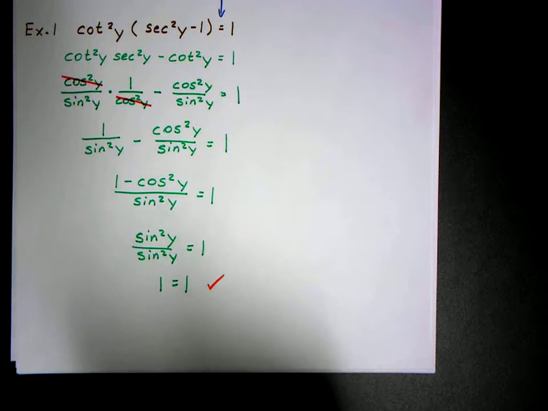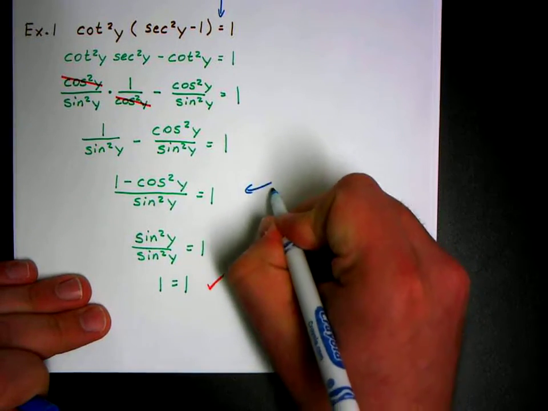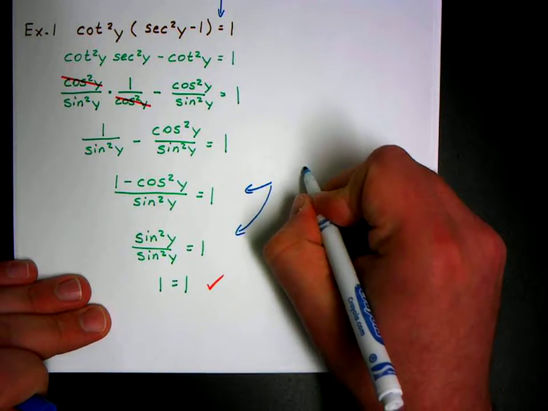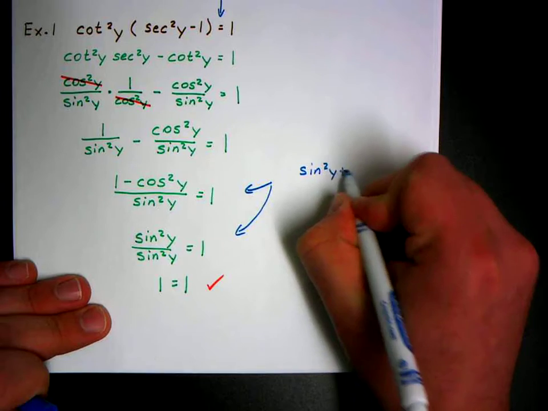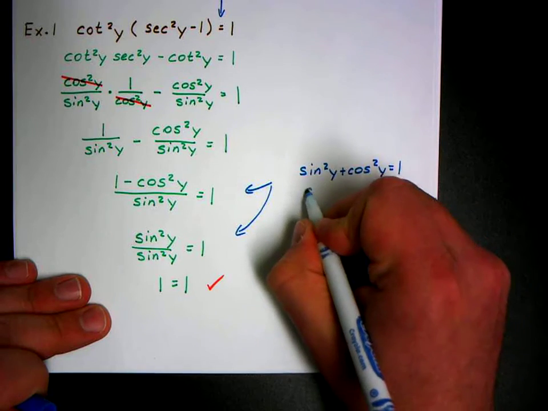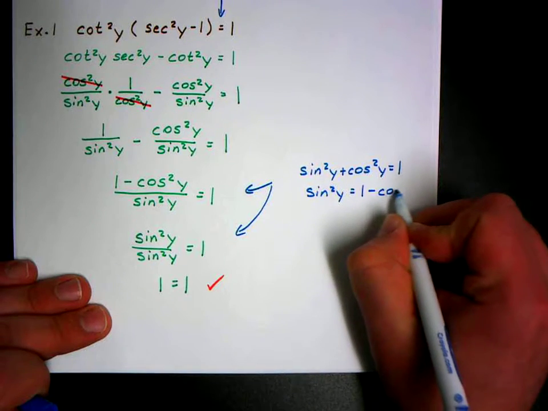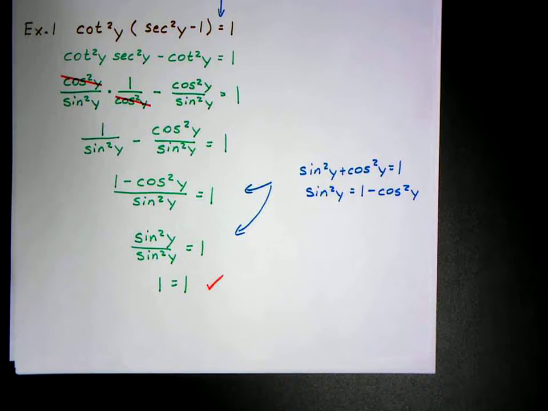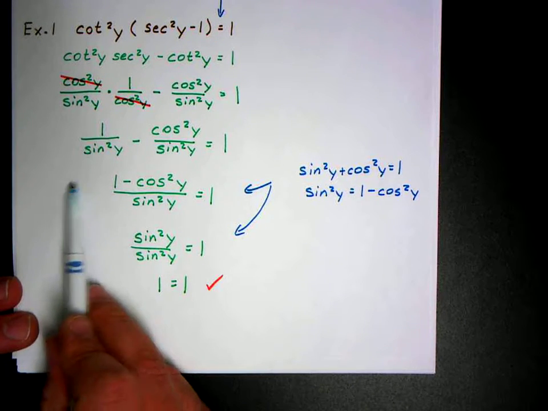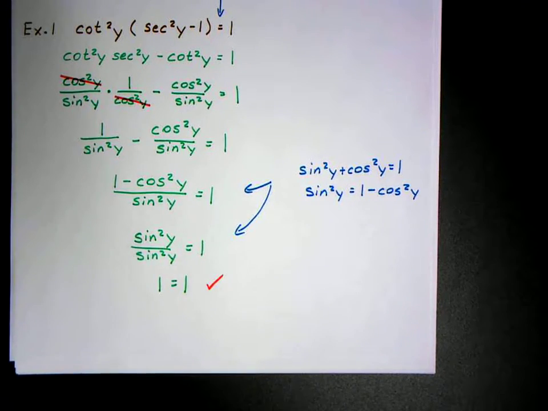If you're stuck on this step right here, going from there to there, what we did is our Pythagorean is this. All we did was rearrange it by subtracting the cosine squared to the other side. Again, if you don't like doing that, that's fine. What does 1 equal? Well, 1 equals sine squared y plus cosine squared y, so you could substitute that in, cancel out your cosine squared y's, and you get the same exact thing. We talked about that yesterday.